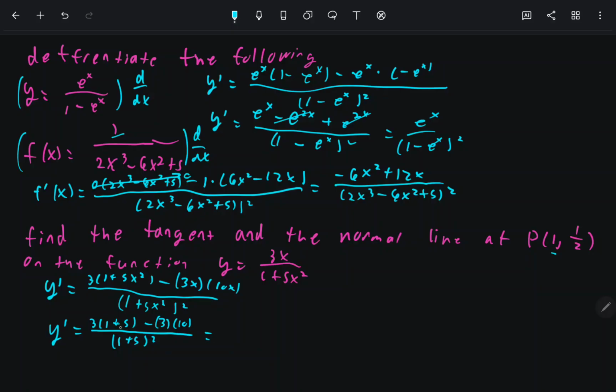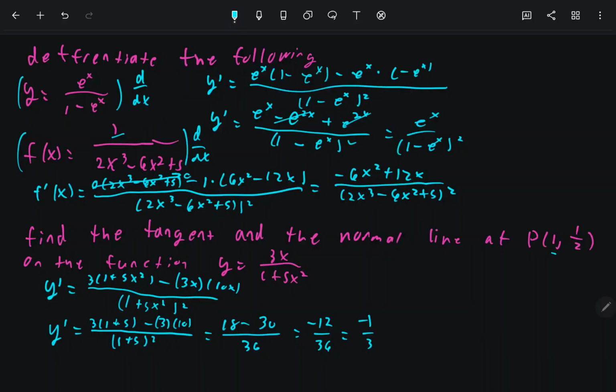Alright, so let's see. What does this come out to be? Well, this up top is going to be 6 times 3 is 18 minus 30, all over 1 plus 5, that's 6, squared is 36. 30 minus 18 is 12, so that's going to be negative 12 over 36. And then we can factor out a 6 from both of those. Or actually, rather, that is easily simplifiable as negative 1/3.